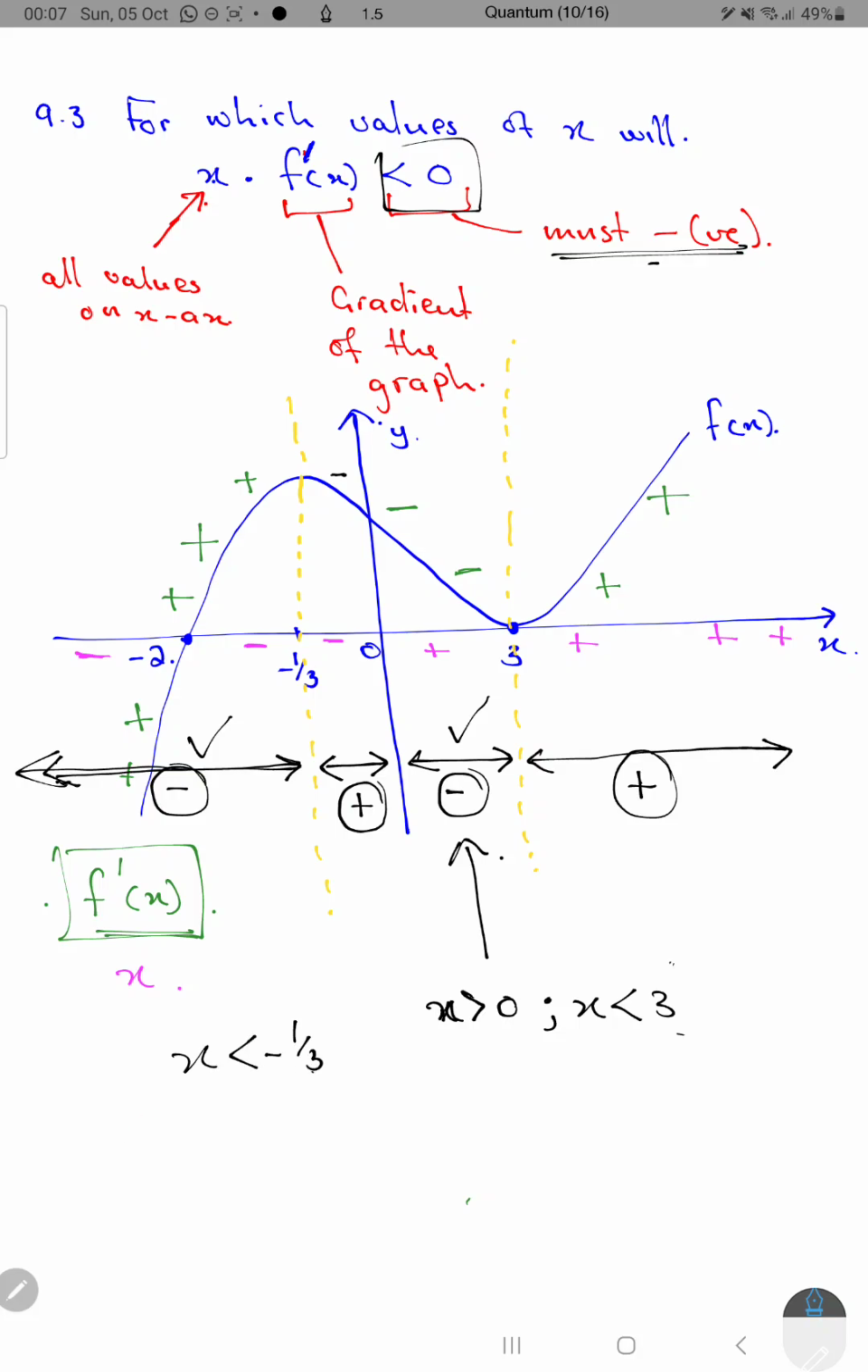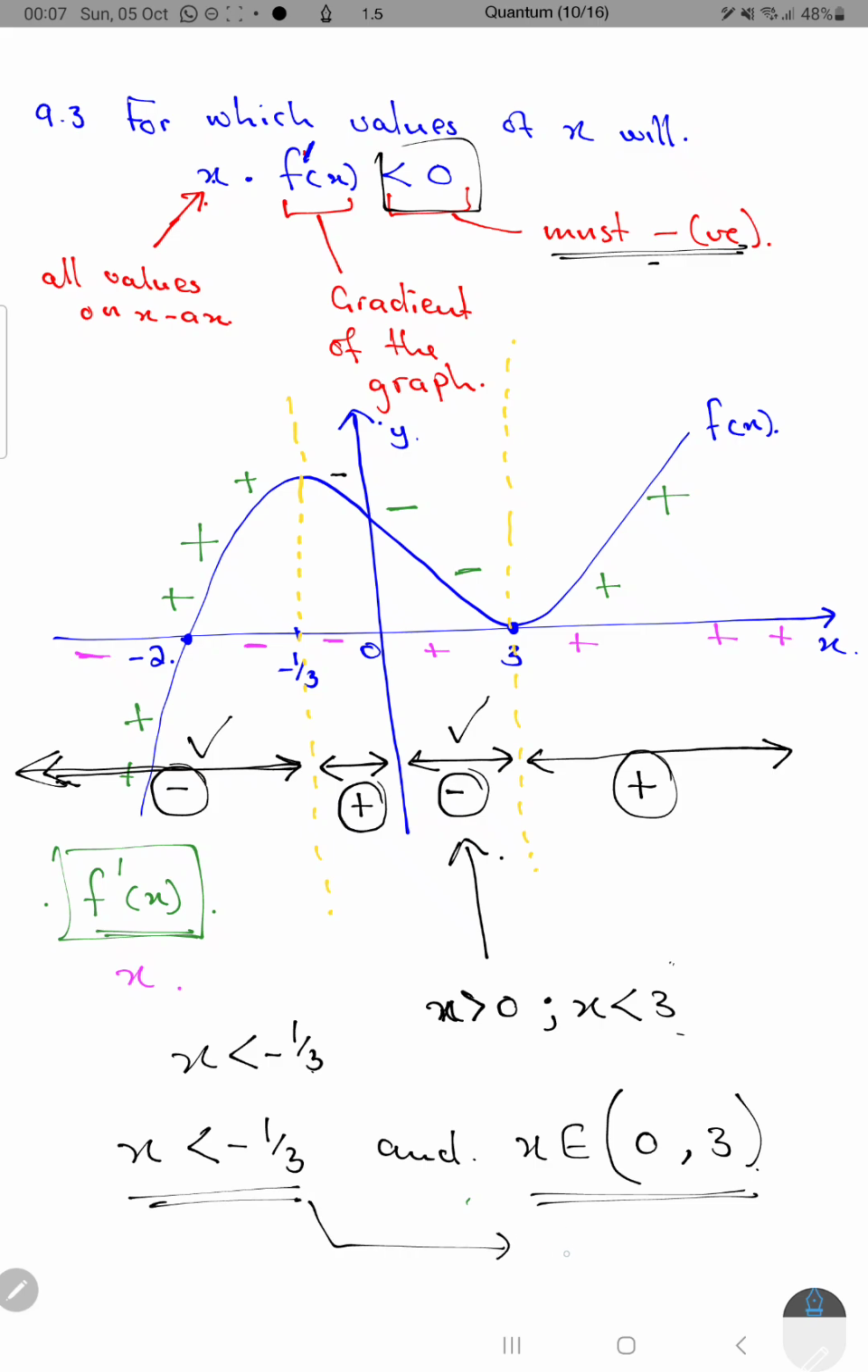So our final answer is x is less than -1/3, and x is an element of the open interval from 0 to 3. Or we can use another notation: x is greater than 0 but less than 3. This is how we do it.